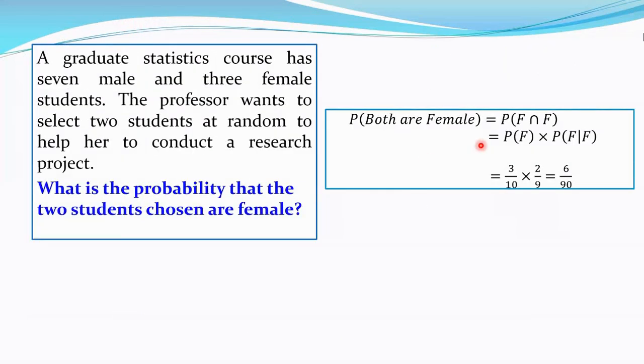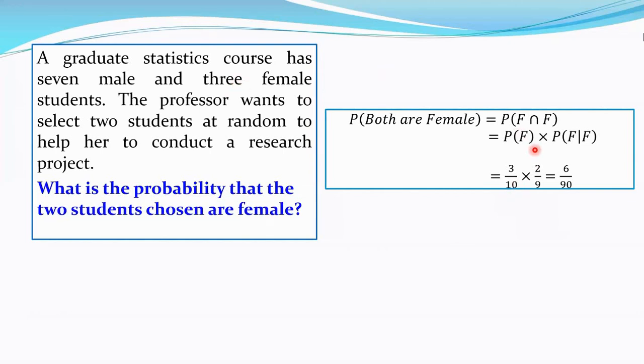So now it is the first selection. What is the probability that the first student is female? There are 3 female students out of 10. So here we are applying the classical rule. Each and every selection of a student has an equal chance. So 3 over 10, because there are 3 female students.